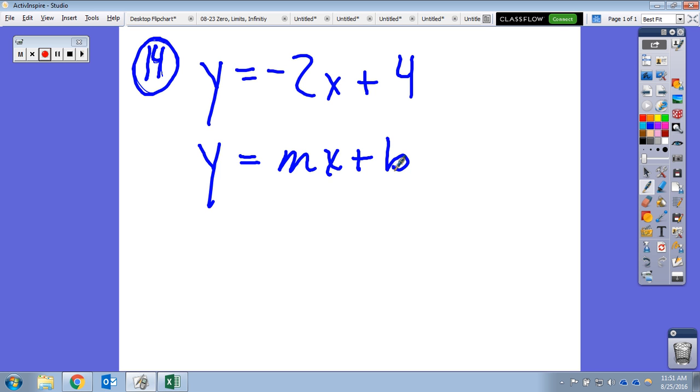And what is the name of this? Slope-intercept form. Slope, y-intercept, so slope-intercept. So it just wants the slope and the y-intercept. The slope would be -2, and the y-intercept would be 4. Okay. You should definitely know how to graph something like this.